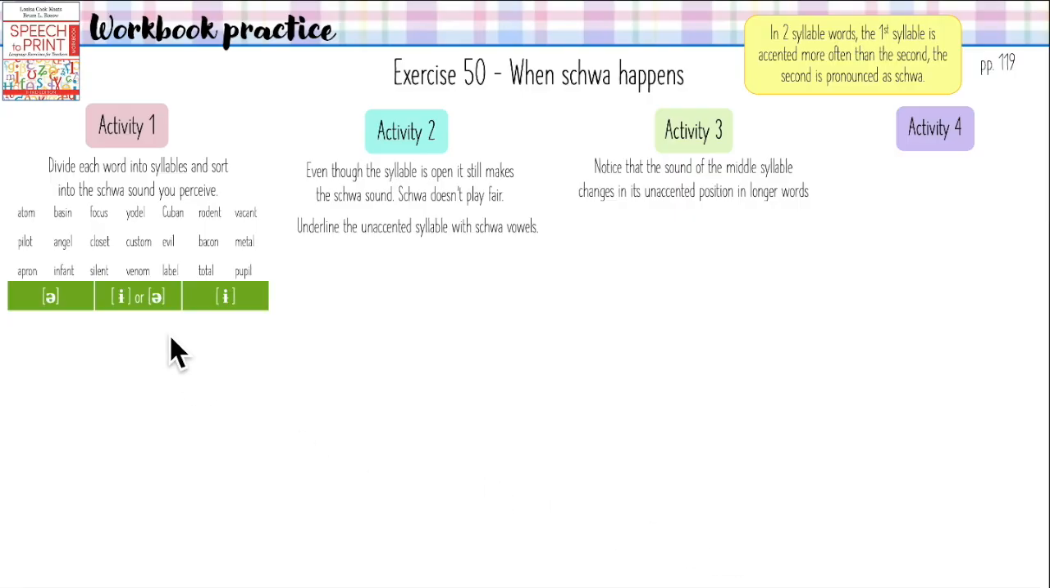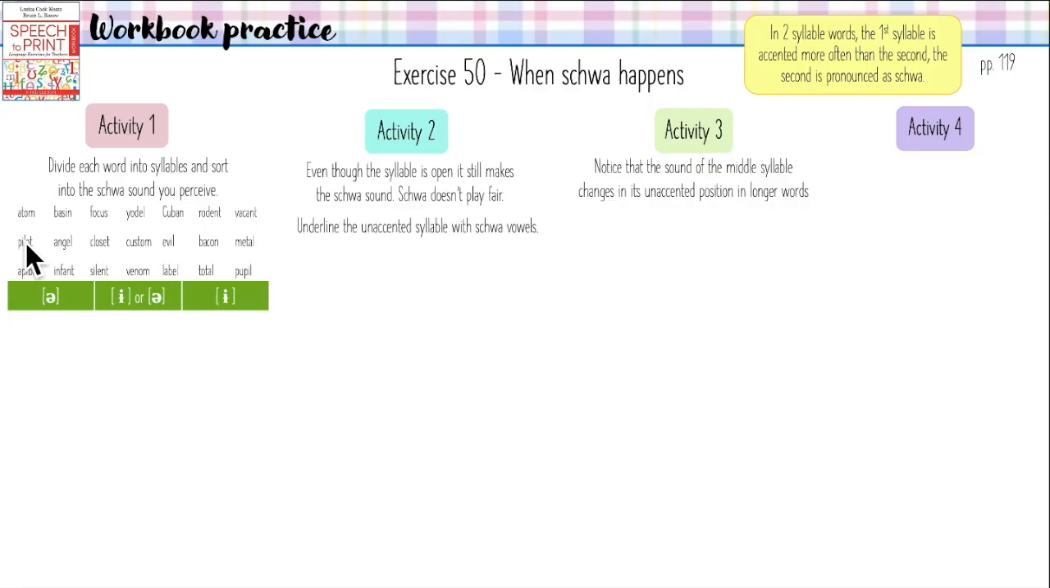First activity on exercise 5 is you're going to divide each word into syllables and sort them into the schwa that you produce. So we have schwa has slightly different sounds. I know we always emphasize that schwa is uh, but schwa can actually kind of sound somewhere in between an I and an uh. That's what this middle one represents. And in longer words, most often you hear the schwa more of an I in those longer Latin words. And that still counts as a schwa because it's an unaccented portion.